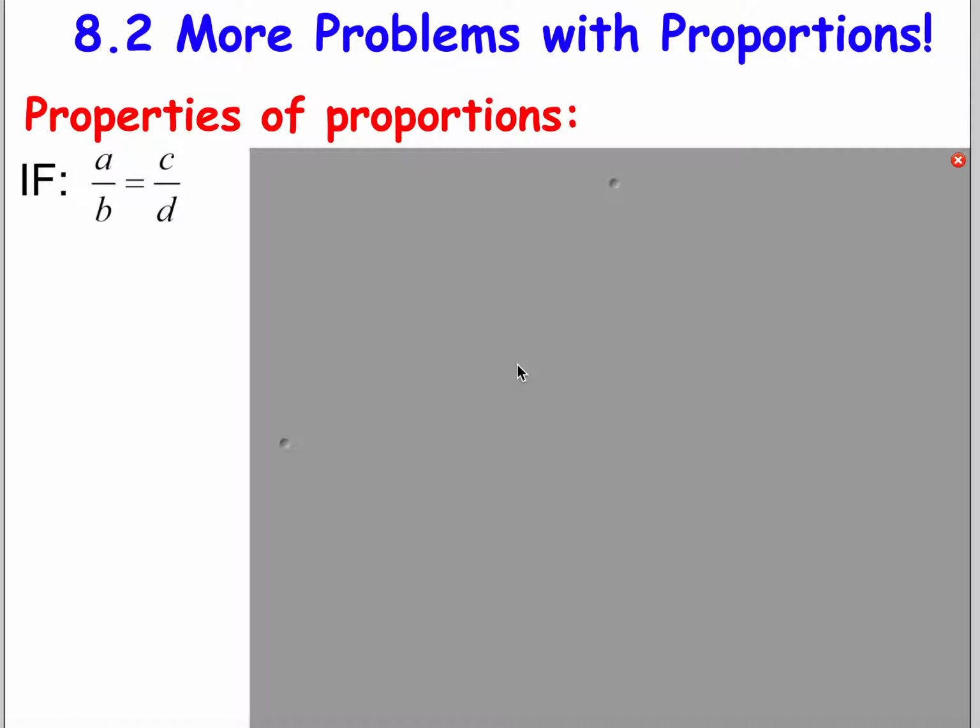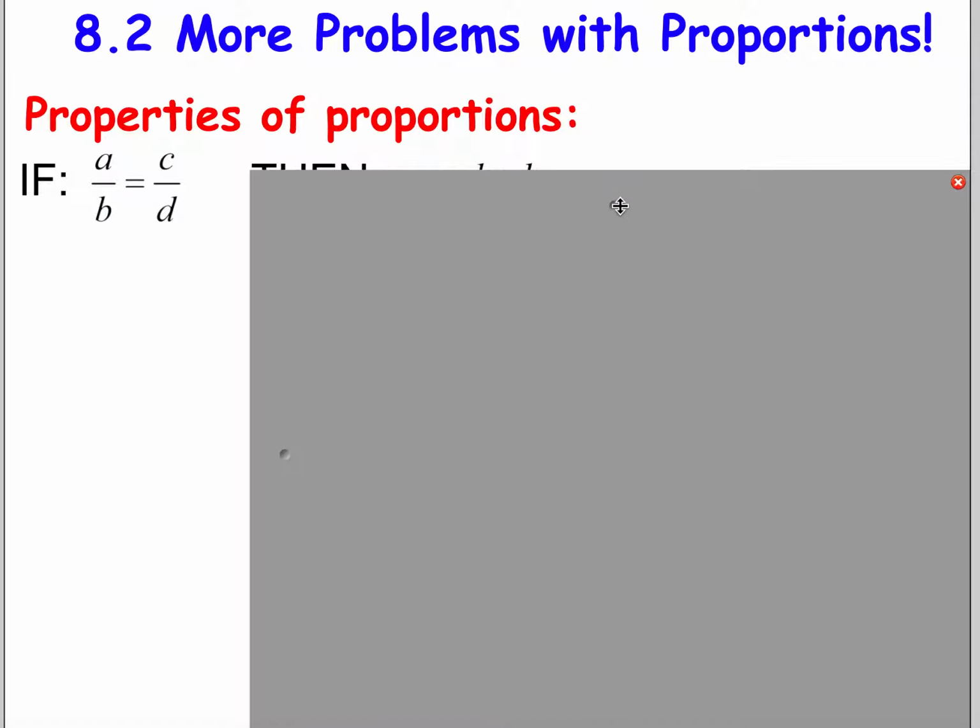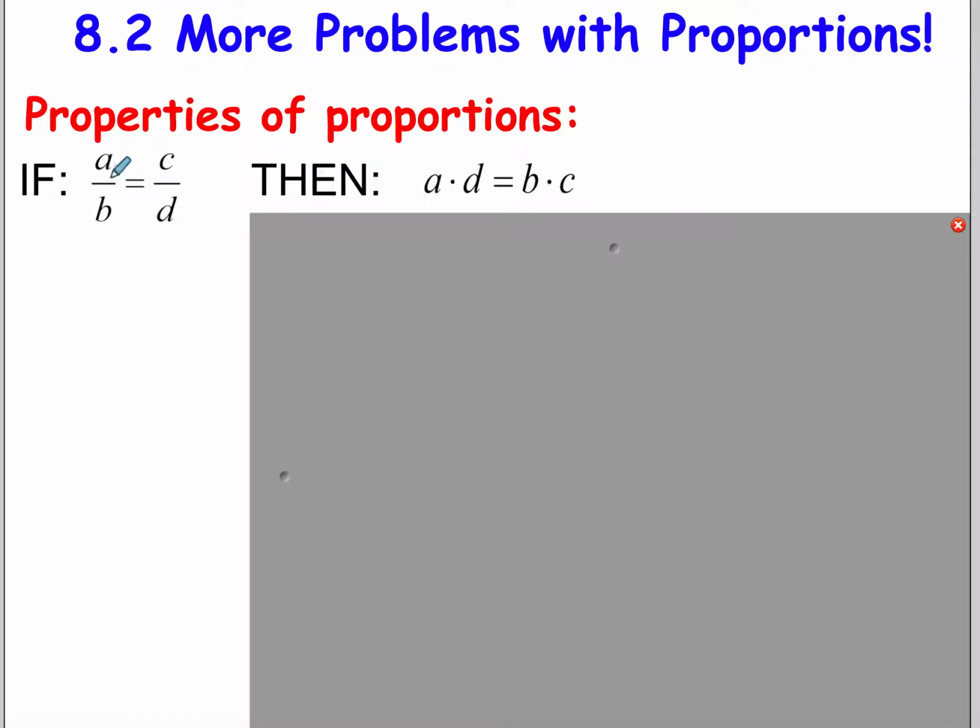using it. So for example, we know that if A over B equals C over D, this is a proportion, and we know that we can cross multiply, and that will help us solve for any of these variables. So what would that look like? Well, then if we cross multiply, then we know that A times D equals B times C.